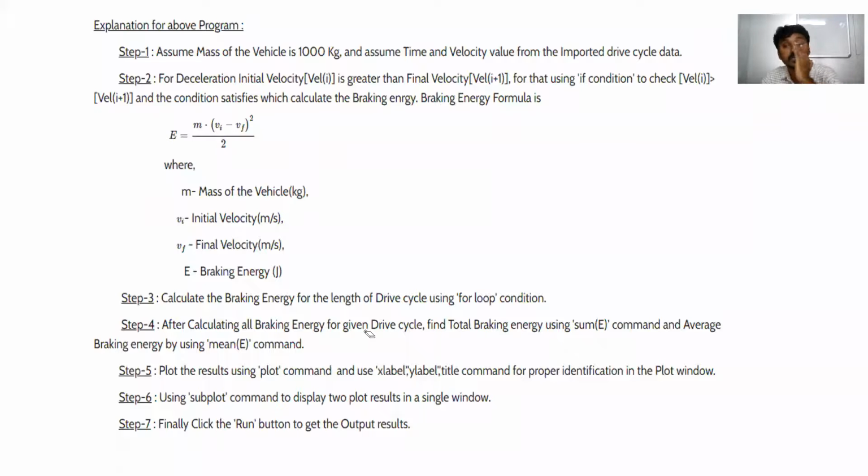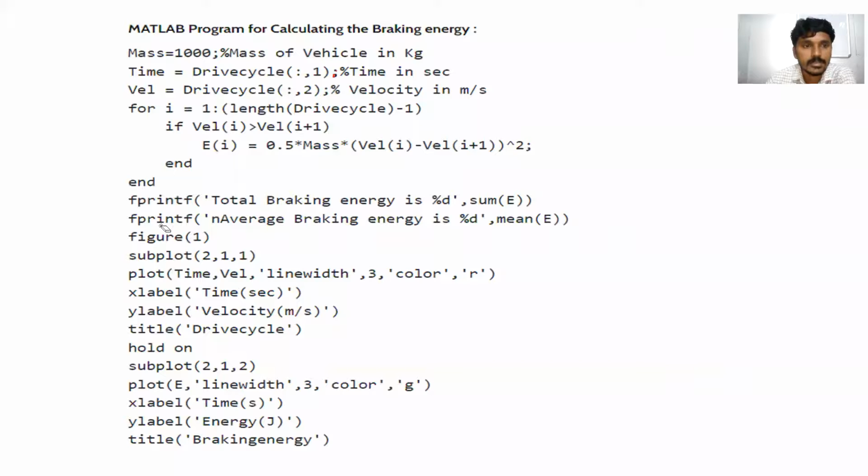If you want to calculate the total average energy of the vehicle, the average energy required for the vehicle when the braking is applied, for that purpose we are writing one line in the programming: fprintf, average braking energy is percentage d, mean of E. Mean means average.